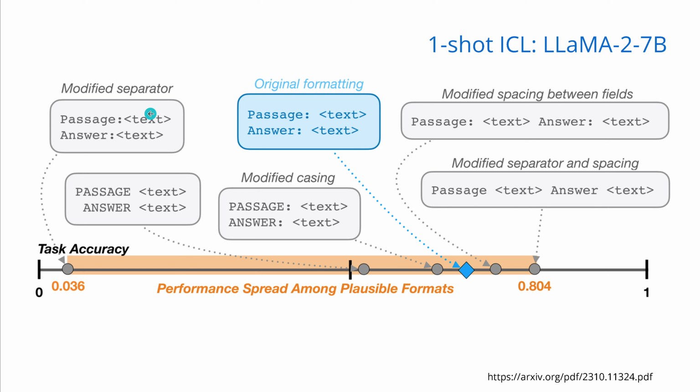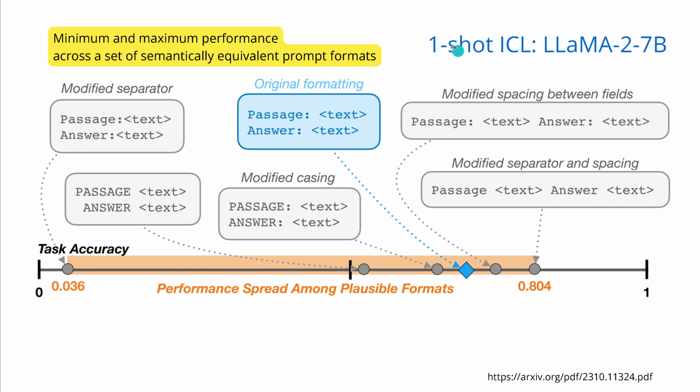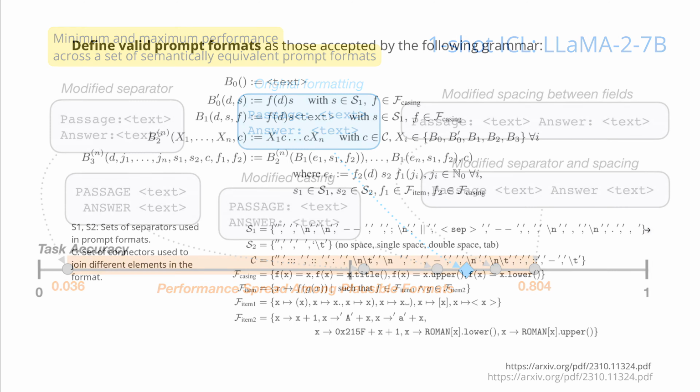The text always stays the same. We just modify single characters, single formatting options, single separators, single connectors, and single spacing. How is this possible? What it shows us is that we have a minimum and a maximum performance across a set of semantically equivalent prompt formats. And this is really from 3% to over 80%. And this explains my extreme problem with my third video on ICL.